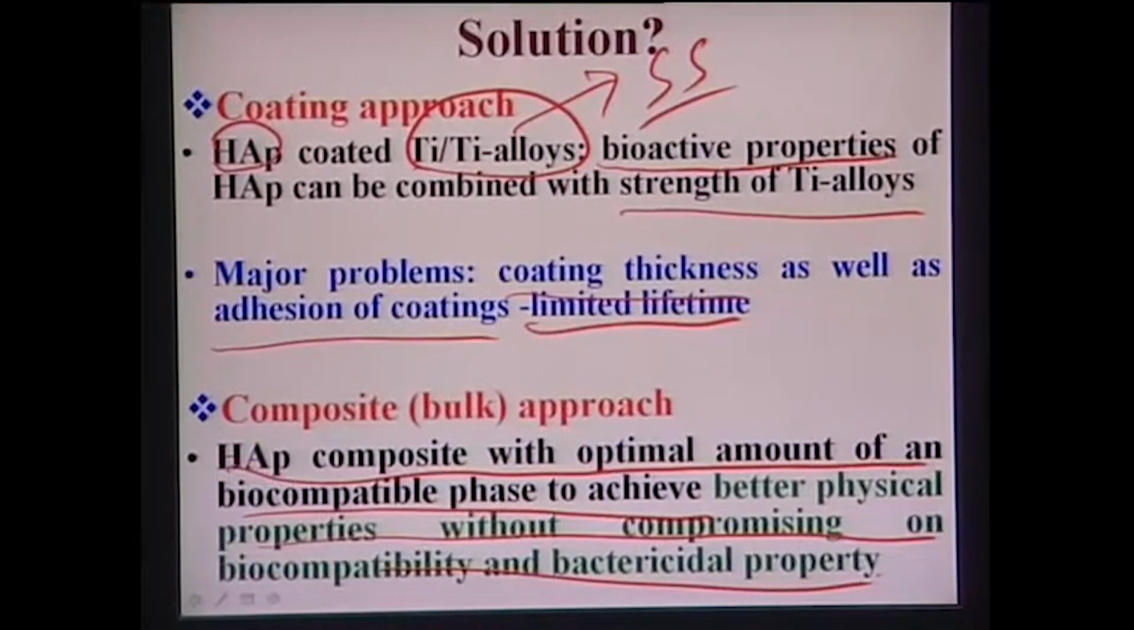This statement means that you can add a second phase X or Y in a particular amount, provided that X and Y are not toxic or non biocompatible in nature, with the ultimate aim to achieve better physical properties. Better physical properties means better toughness or strength. However, that increase in the physical properties should not take place at the expense of biocompatibility or the bactericidal property. Okay? So this is the major thing that is important for this composite or bulk approach.